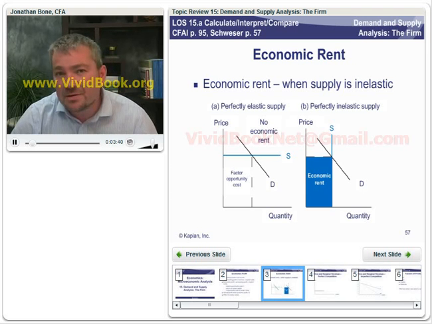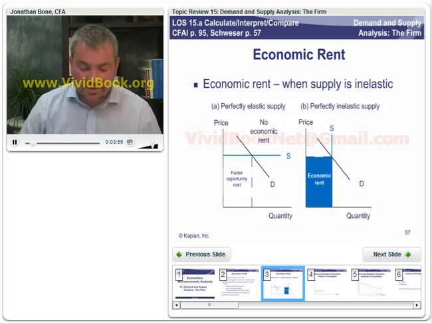Now, if you're low skilled, so there's an awful lot of supply, virtually elastic for your demand set, notice we have no economic rent. In other words, the salary you get paid is the same as the salary you would get in the next best alternative.